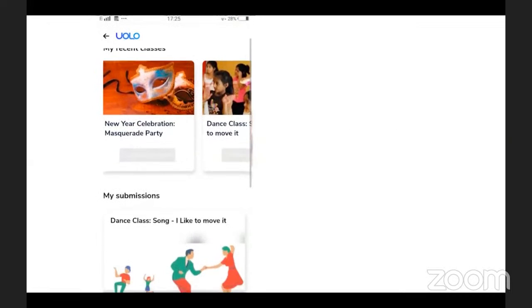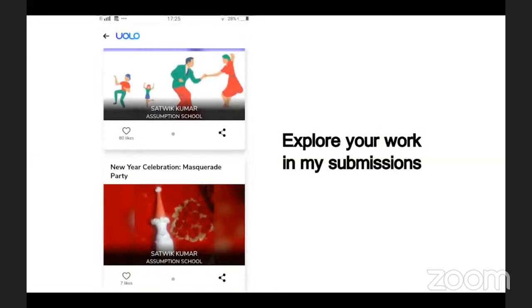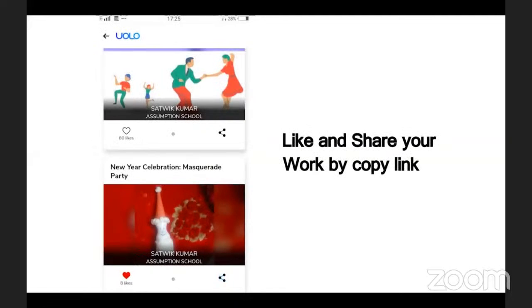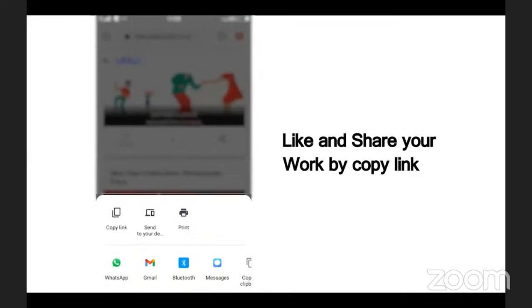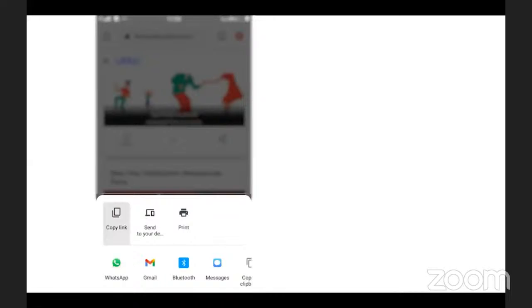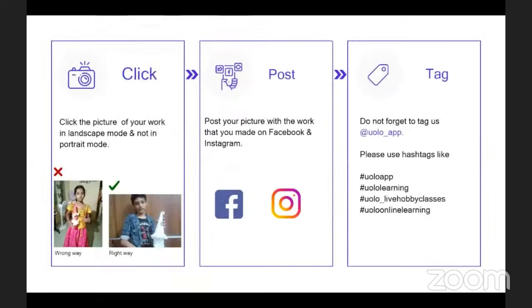You can scroll down and view all your past submissions and see how many of your friends or peers have liked your work. You can also see others' work and like their work to inspire your friends. If you want to showcase your work on social media, that too is very simple. Click on Share, copy the link and post it on Instagram or Facebook or any other platform of your choice.